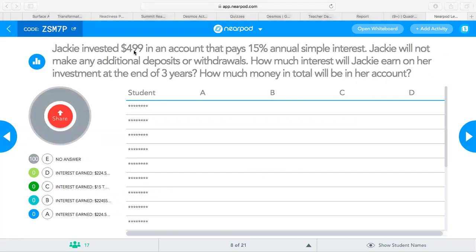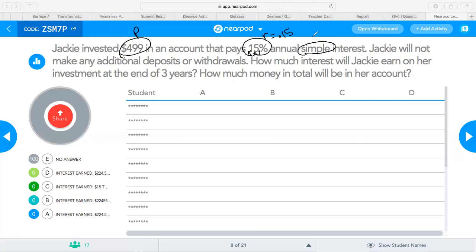Jackie invested $499. Pause. Invested. What does this represent? The P. This is the principal. This is how much I invested into my account. If you're distracted, I need you not to be, because this is too complicated for you not to be paying attention. That pays 15%. What does it stand for? R. But I don't want it in percentage, so how do I change this percent to a decimal? Two decimal places to the left. So this R equals 0.15. Annual simple interest.